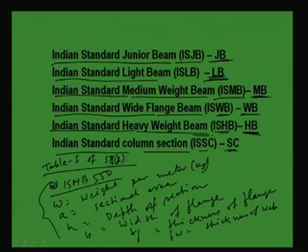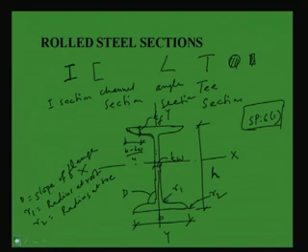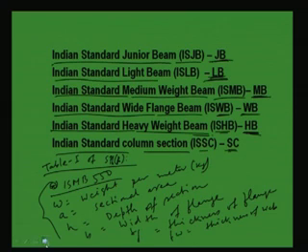Apart from this, what are the things that have been given? Weight, area, H, B, TF, TW. H is the depth, B is the width of flange, TF is the thickness of flange, TW is the thickness of web. So, all these things are given, along with D, R1, R2, those things also are given.